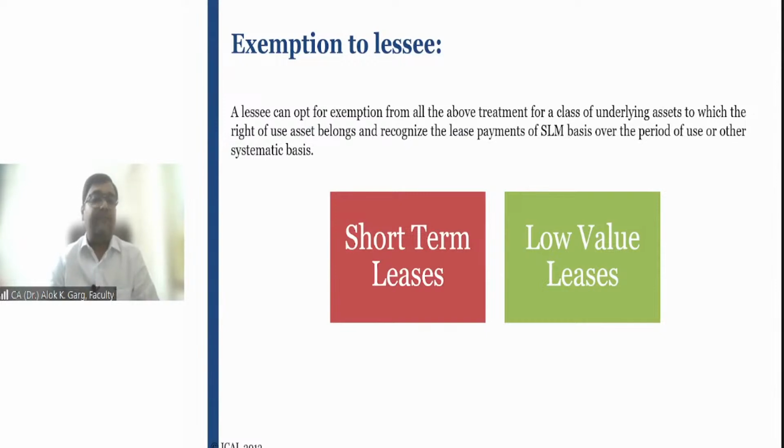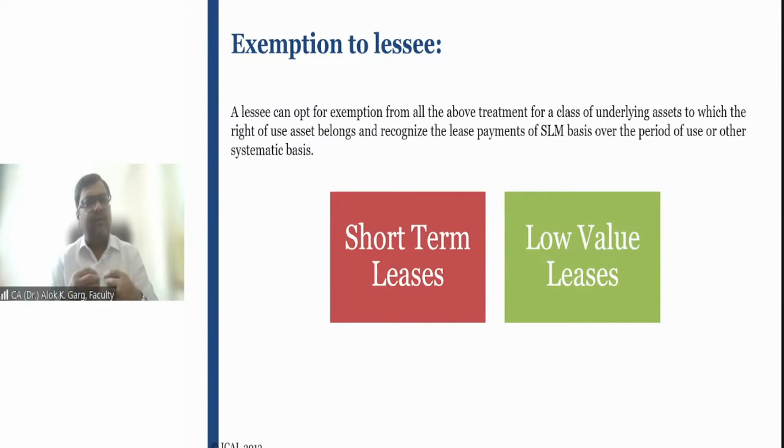Because so far we have understood, in case of Ind AS 116, the accounting is not simple, right? It is not straightforward. So when you are running a business, there are so many leases around it. The leases do not consist only of property leases.